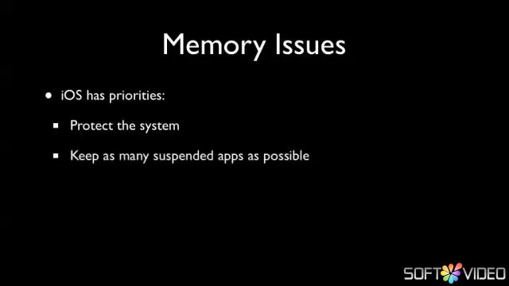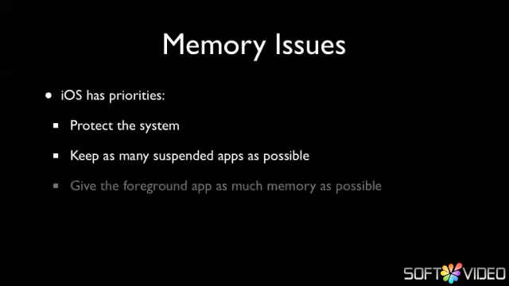First of all, we have memory issues. We have to remember that iPhones are phones, and despite the huge advances that have been made over the years, they still have only a certain amount of limited memory available. So iOS has priorities. It'll try to give the running app as much memory as it needs without jeopardizing system stability, i.e. keeping basic phone functionality, for example, and maintaining multitasking functionality. It'll keep as many suspended apps as possible in memory to support multitasking, and it'll give the foreground application as much memory as possible.